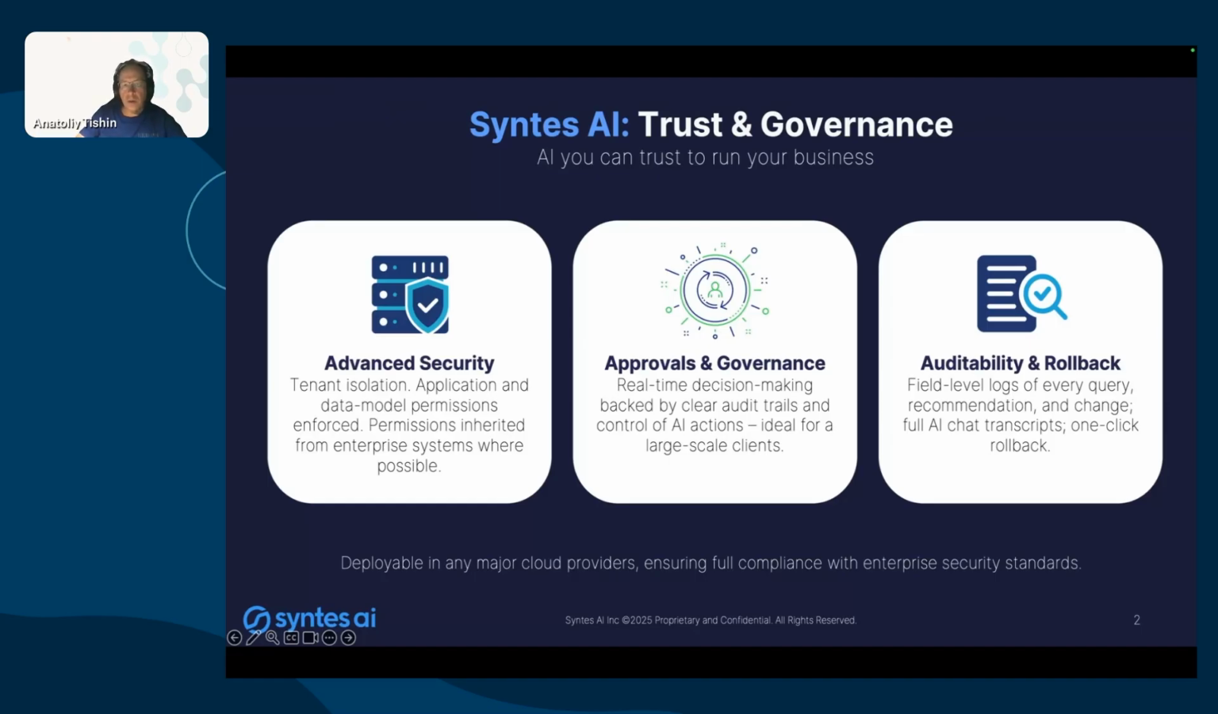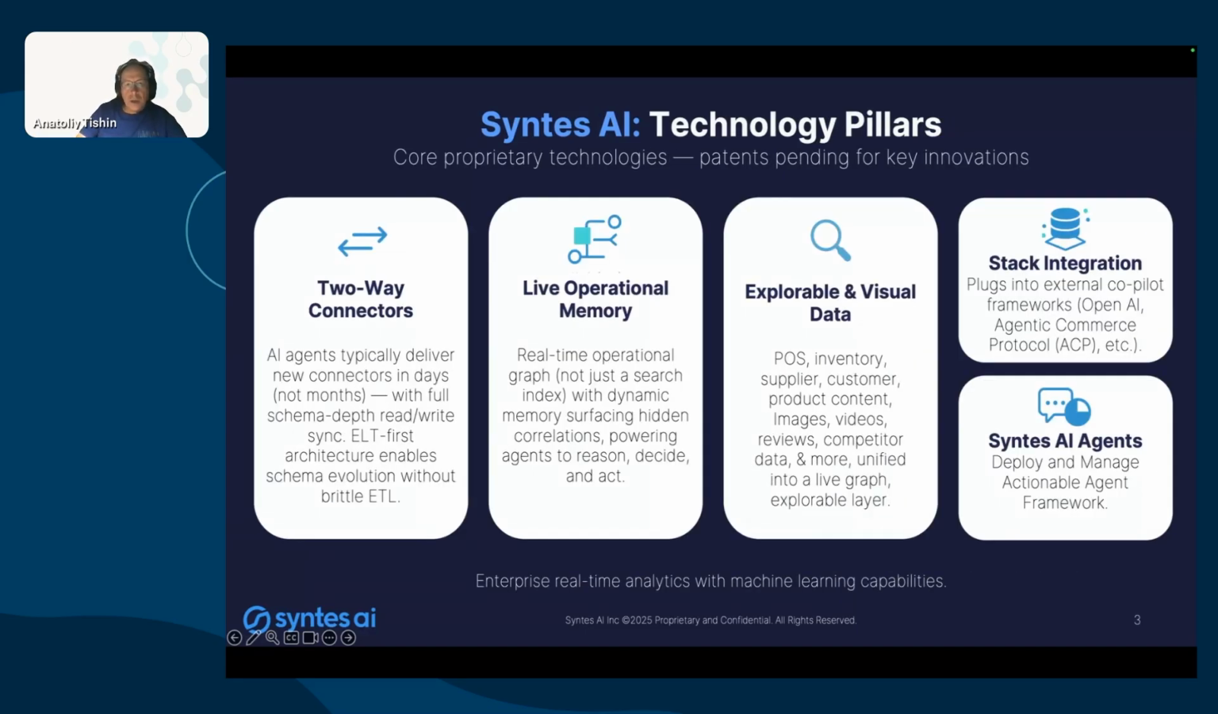For approvals and governance, when the AI solution is used not just to answer questions but also to control or change data, we provide real-time decision-making approvals that actual people give to the AI, and then the AI modifies the data. And again, last but not least, we have field-level logs, which provide a really high level of accountability and auditability for all data changes. From a technology standpoint, our solution is based on five pillars.